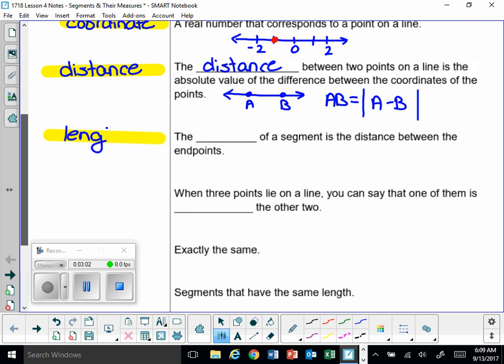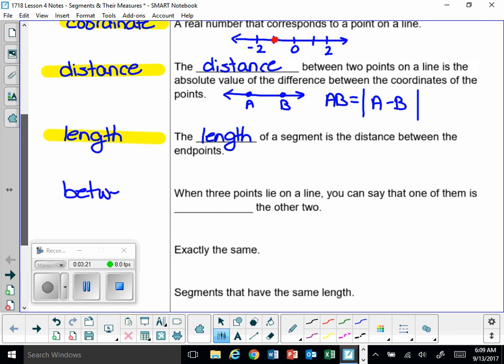Length. The length of a segment is the distance between its endpoints. So we can ask you to find the distance between 2 points or the length of a segment, different ways to ask the same question.